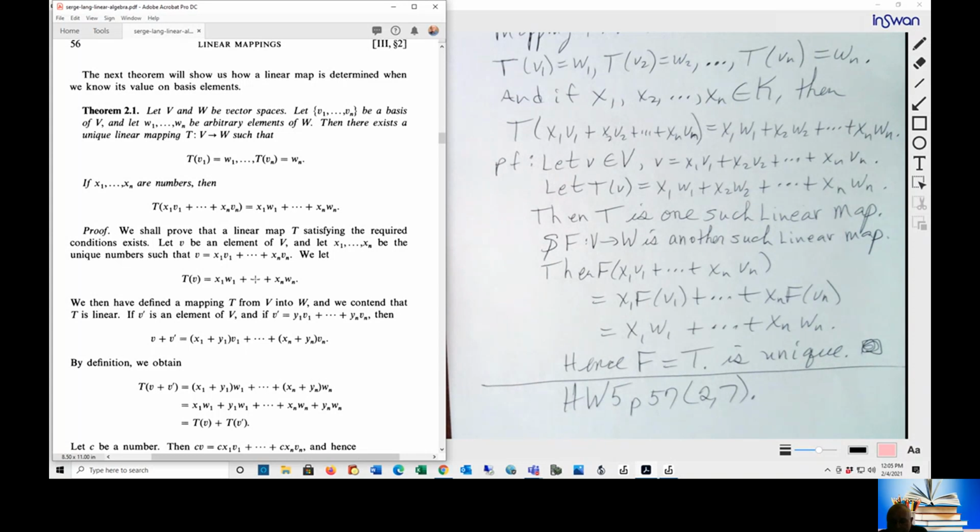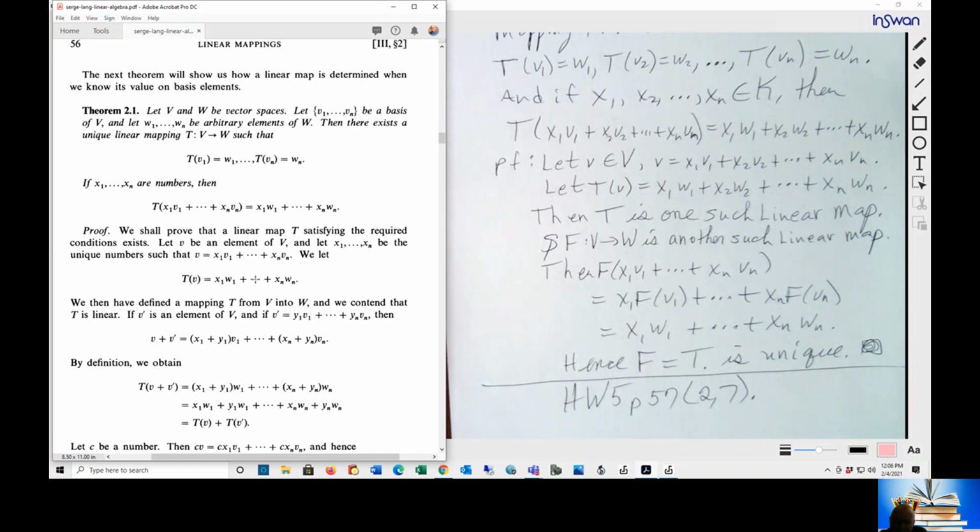Now, the proof that T is a linear mapping is shown in your textbook on page 56. I just, again, didn't feel like writing it down by hand. It's simple to follow. So we've proven the existence of such a linear mapping, and then finally, we want to show that it's unique. And so we show it's unique by supposing that F, V to W, is another such linear mapping.